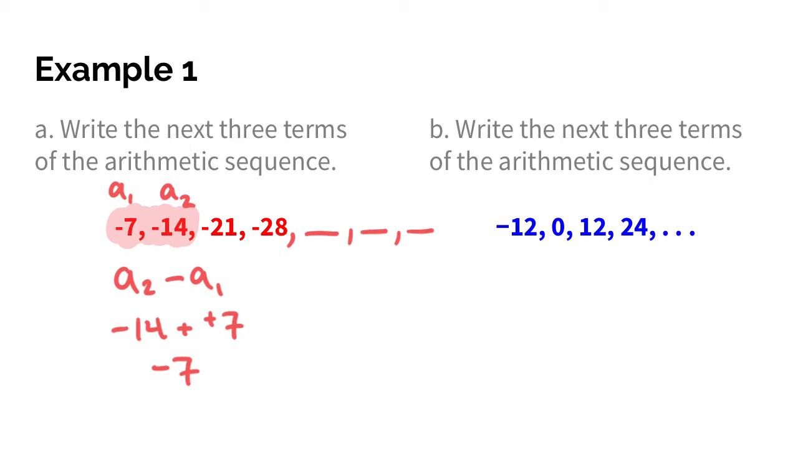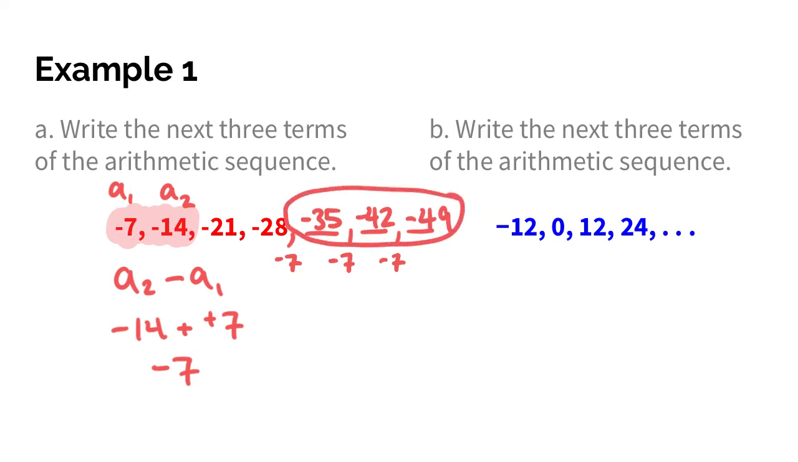Okay, so if I were to continue this pattern, if I were at -28 and I were to subtract 7, that should give me my next term of -35. And if I were to subtract 7 again, I would get -42. And subtract 7 again, I'd get -49. So these would be my next 3 terms, and I figure that out by determining what that common difference is. That's the pattern that we're seeing.